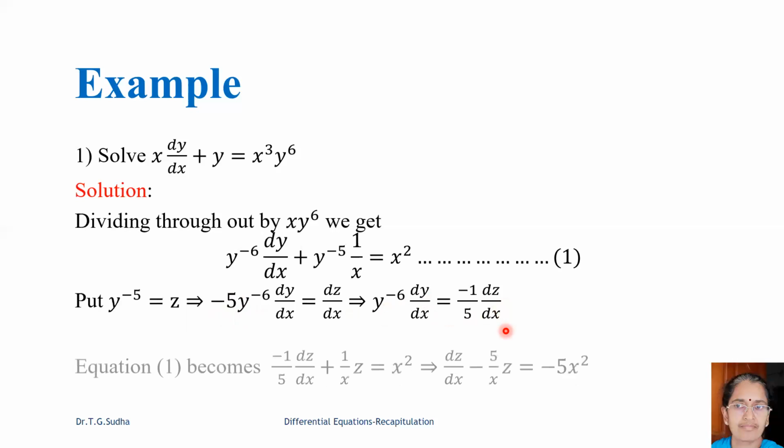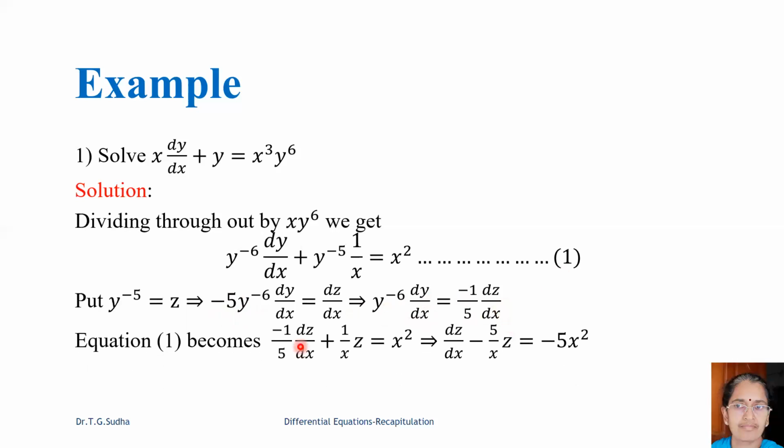So let us substitute these values in expression 1. So we get minus 1 by 5 into dz by dx plus 1 by x into z equal to x square. So let us bring it to the standard form. So we need to eliminate this minus 1 by 5. So let us multiply throughout by minus 5. So we get dz by dx minus 5 by x into z equal to minus 5 into x square. Now this expression is linear in z.